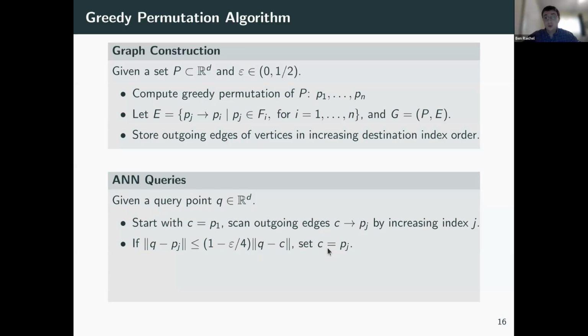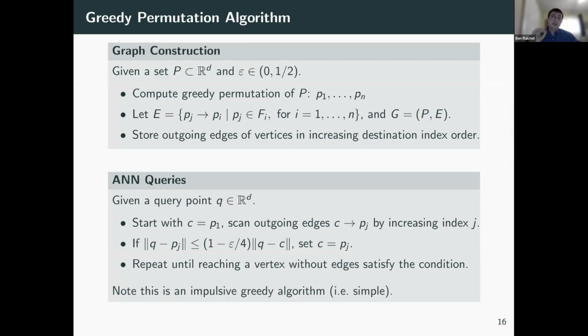Okay, so I just greedily move, as I mentioned earlier. And then I just keep doing this until I get stuck, right? At some point I get stuck, I can't advance, and that's it. So this is, again, the impulsive greedy algorithm. This is the simplest sort of algorithm you could do on these graphs.